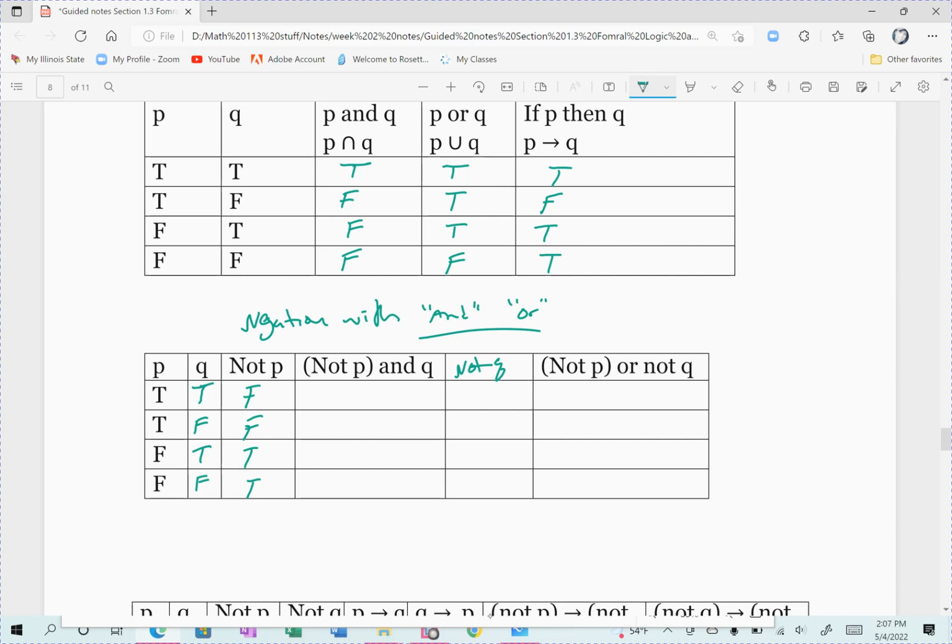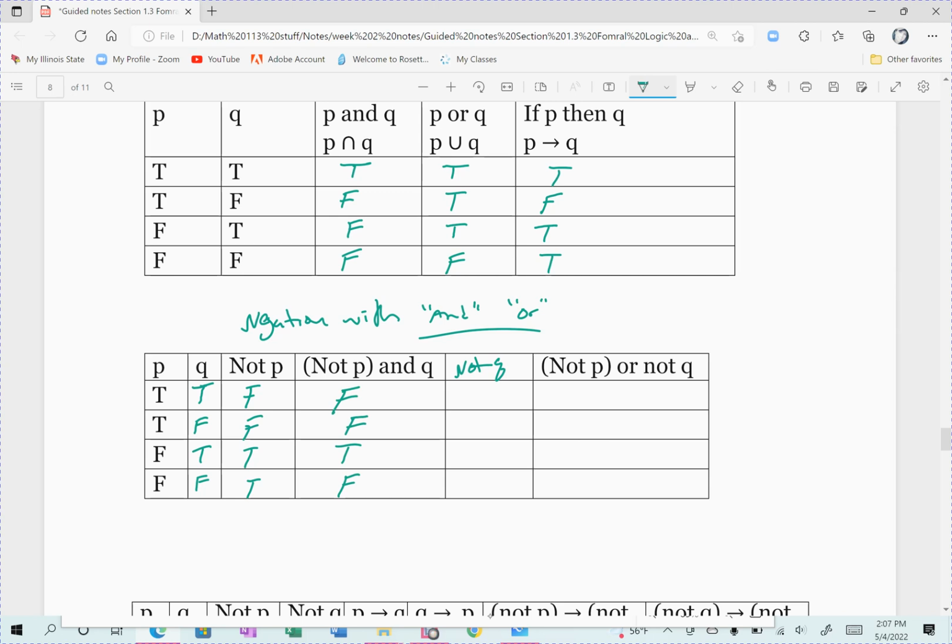Now the next one is looking at the negation of P paired with the and statement, the Q. So I've got to look at the not P and Q statements. As soon as I see a false statement with the word and, it's false. So the first statement is false because not P is false. The next one is both false, so that's false. The next one, both are true: Q is true, not P is true, so the and statement is true. And the last one is false because Q is false, not P is true. So there's false, false, true, false for that table.